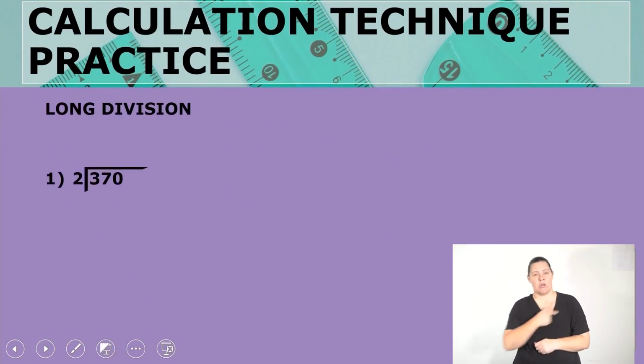Let's look at long division. Now remember, with long division, we are going to use our clue board.